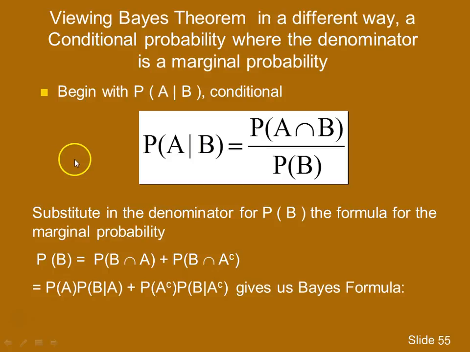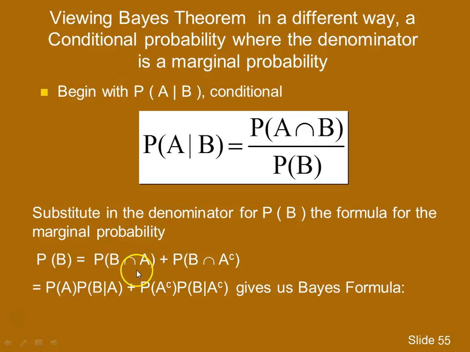Let's develop the formula. Another way of understanding Bayes' theorem is that it's a conditional probability where the denominator turns out to be one of those marginal probabilities that we were talking about a minute ago. Let's just start with the probability of A given B. We already know that A given B is A intersect B over B, the probability of A intersect B over the probability of B. Let's suppose that denominator B is a marginal probability that we just looked at a minute ago. That is, the probability of B is the sum of two intersections: B intersect A and B intersect A complement.